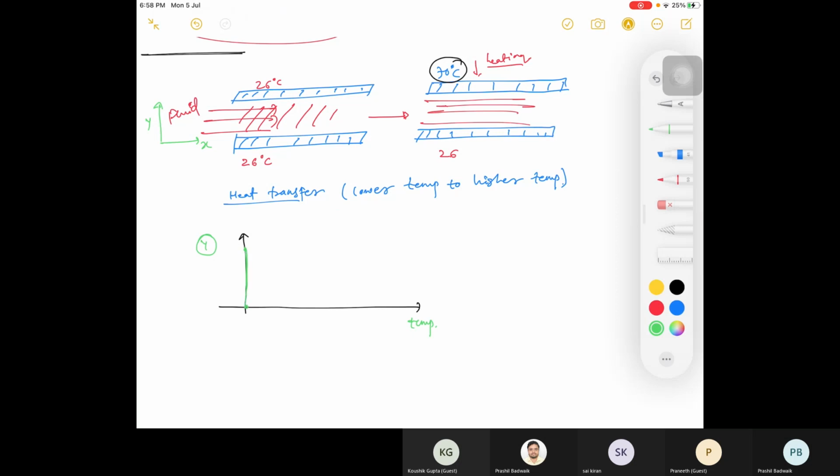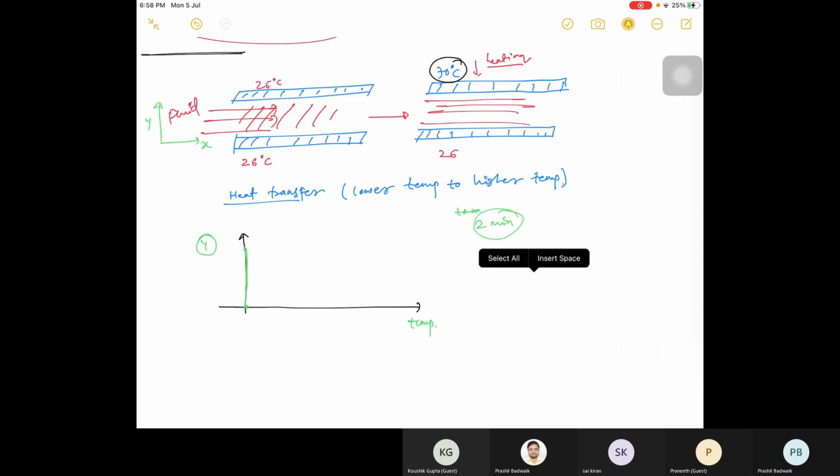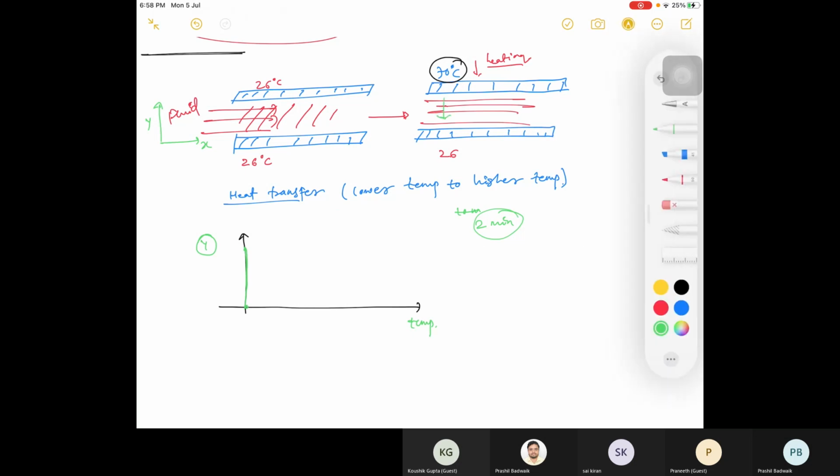On the x axis you have temperature. Suppose some time has passed, some 10 minutes, or suppose 2 minutes later, there will be transfer of heat from this plate to this plate, upper plate to lower plate. So we will have this kind of temperature profile, right? Your heat transfer will take place from the upper plate to the lower. So will you get this kind of profile?